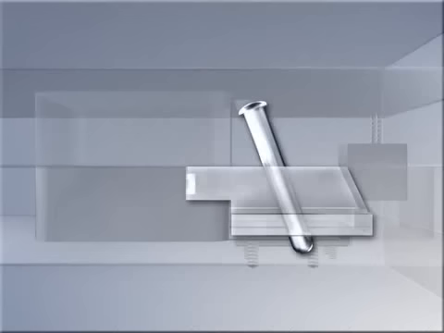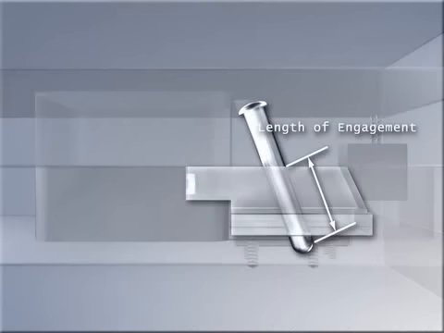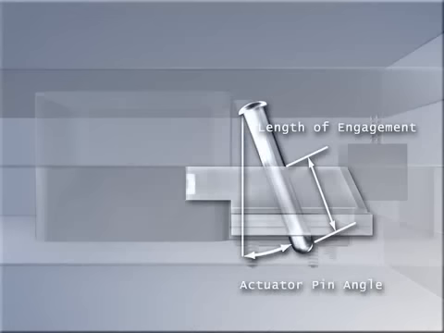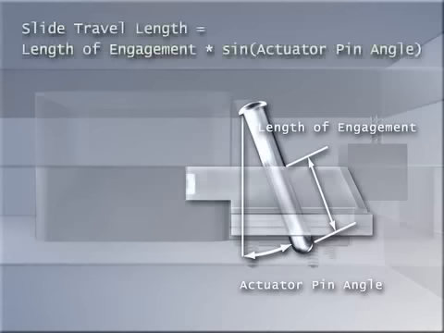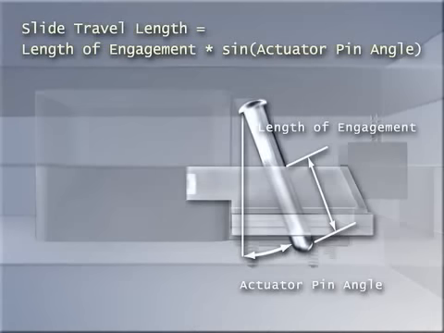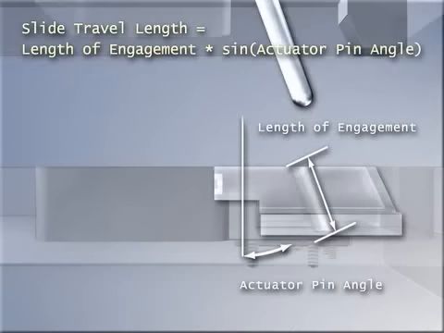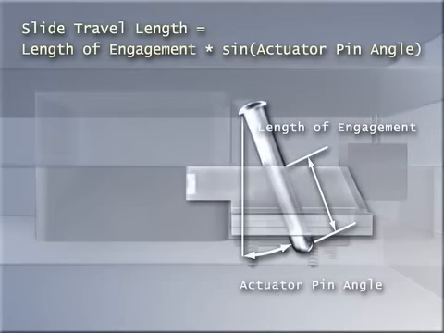The length of engagement equals the amount of distance the actuator pin travels within the slide block. The length of engagement and the angle of the actuator pin determine the amount of movement and force applied to the mechanically actuated slide. Calculating the slide's length of travel is done by multiplying the length of engagement by the sine function of the angle. This dimension must be greater than the depth of the undercut being removed in order for the slide to work properly.